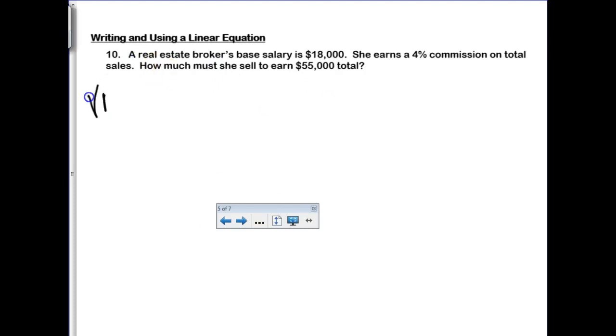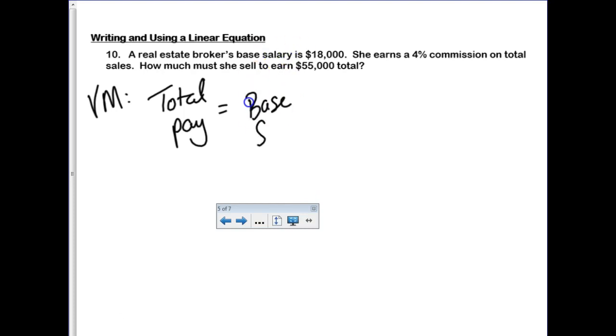So for our verbal model, we want to figure out her total pay, right? That's our, well, we want a certain total pay. Now, how we calculate that total pay is based off of sales. So she gets a base salary, no matter what, but then she's going to make commission on her sales. So when you make commission, you take your commission rate and you multiply that by the sales.